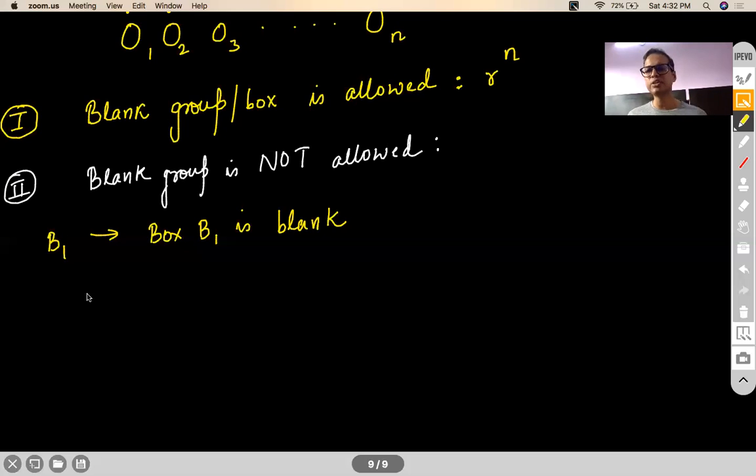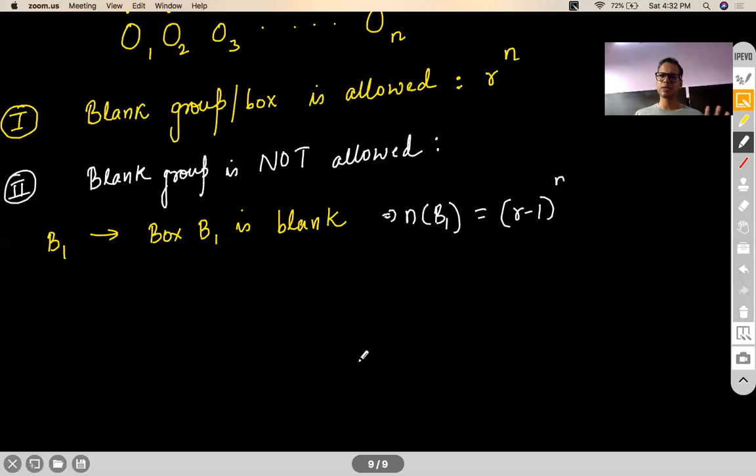Then how many ways can you distribute the objects? So you will say, sir, simple. Each of these n objects will have r minus 1 choices. So you'll have r minus 1 to the power n. Correct? Now, in this r minus 1 to the power n, there may be boxes other than B1 which are blank, which I'm not denying. Okay?